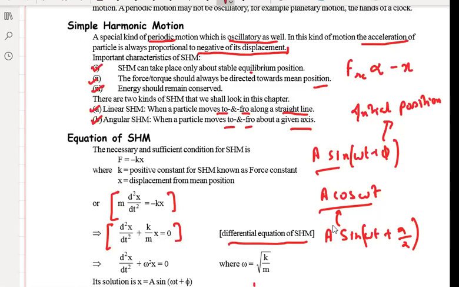If I would have taken x from the mean position, think about it. If I would have started the motion from the mean position, then my equation would have been A sine omega t. When x was zero at the mean position, then it would be A sine omega t. Here we started with x equal to A, so that's why we have A cos omega t. Clear, everyone? So the general equation is x equal to A sine omega t plus phi, where phi is any angle, any phase, depending on the initial condition, from where it is starting. Clear, everyone?